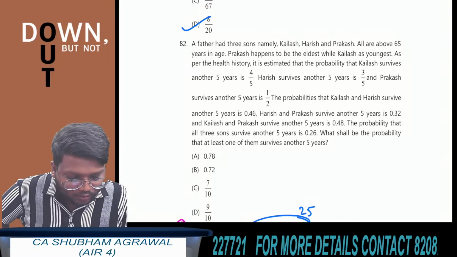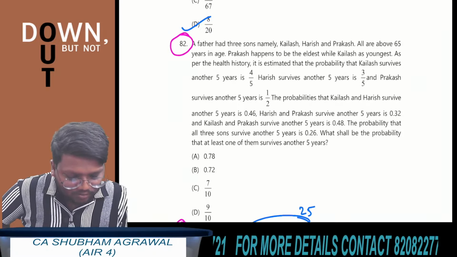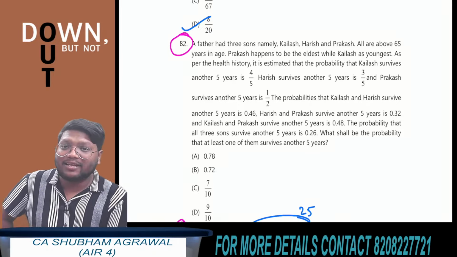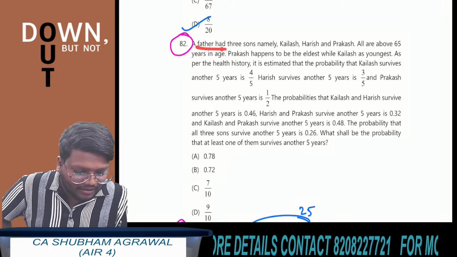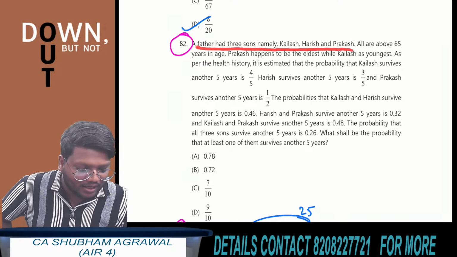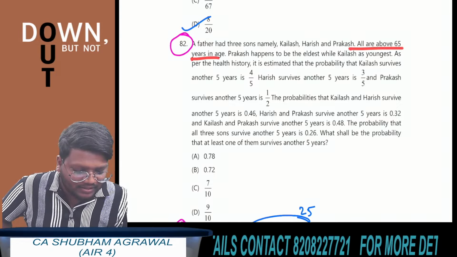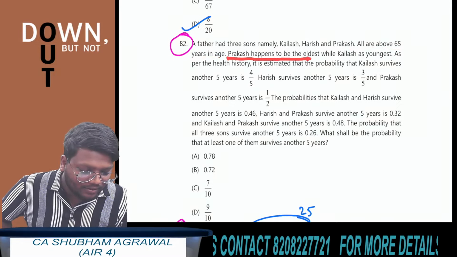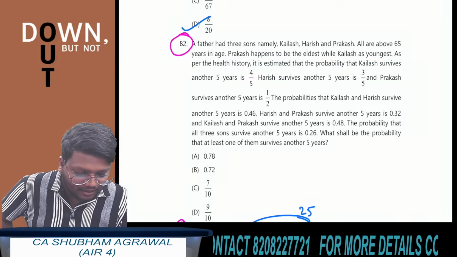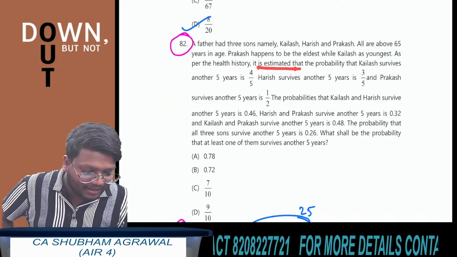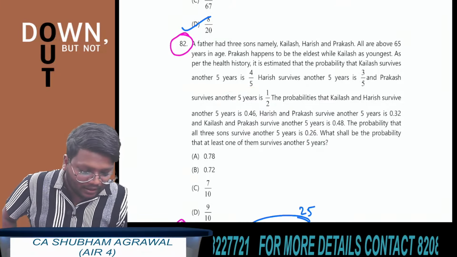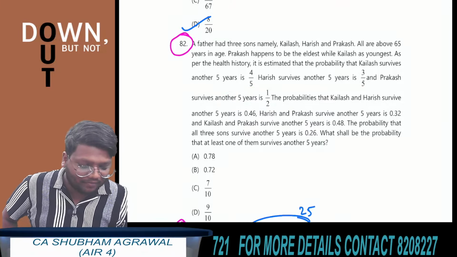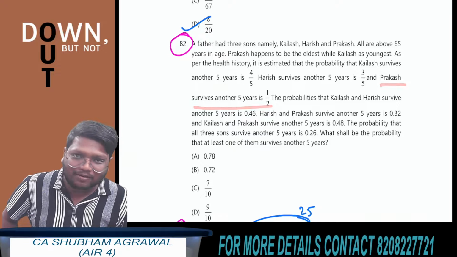This question number 82 is also there in the probability chapter. They have given the exact same question in illustrations. All of you quickly read this question number 82 now. A father had 3 sons, namely Kailash, Harish and Prakash. All are above 65 years in age. Prakash happens to be the eldest while Kailash is youngest. As per the health history, it is estimated that the probability that Kailash survives another 5 years is 4 by 5, Harish survives another 5 years is 3 by 5, and Prakash survives another 5 years is 1 by 2.